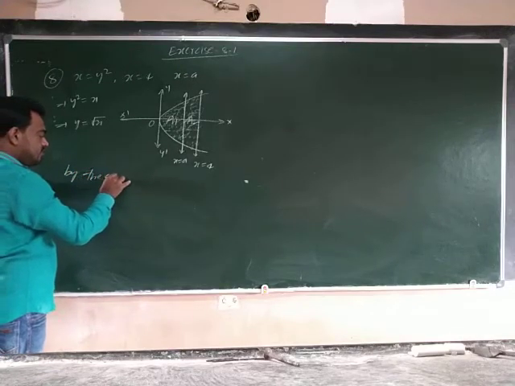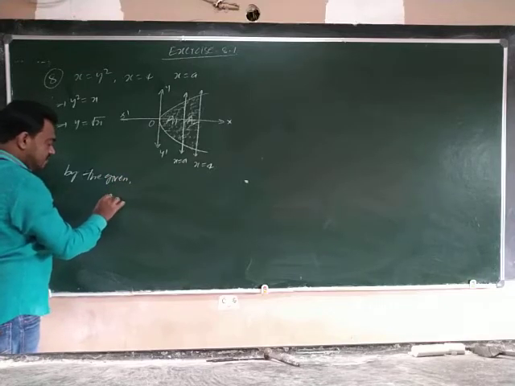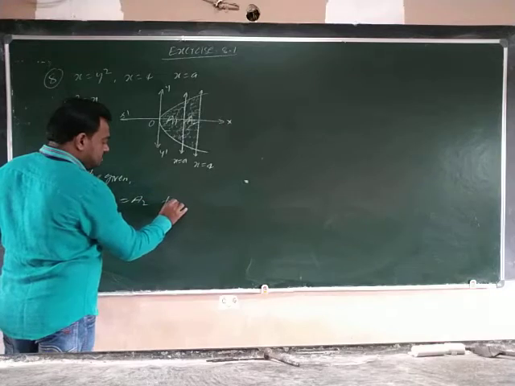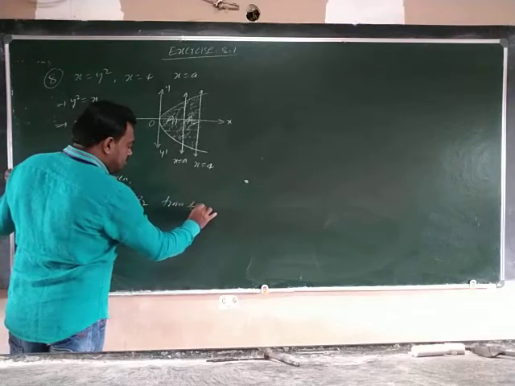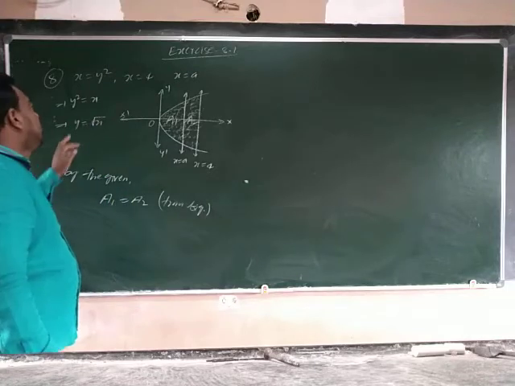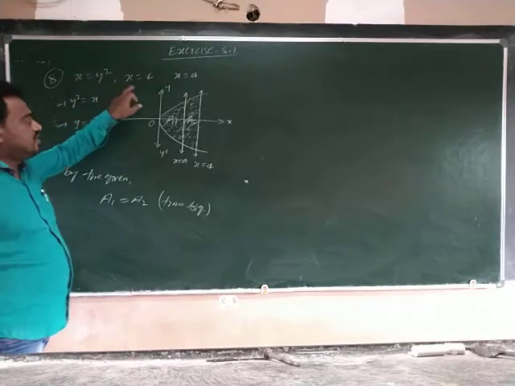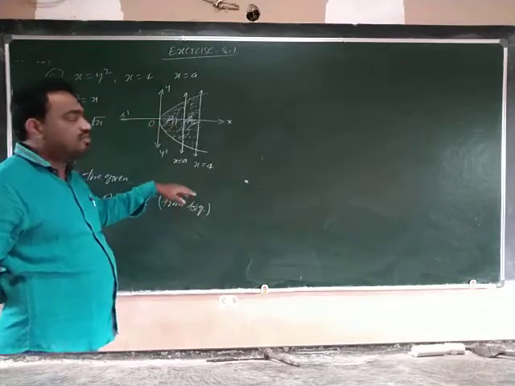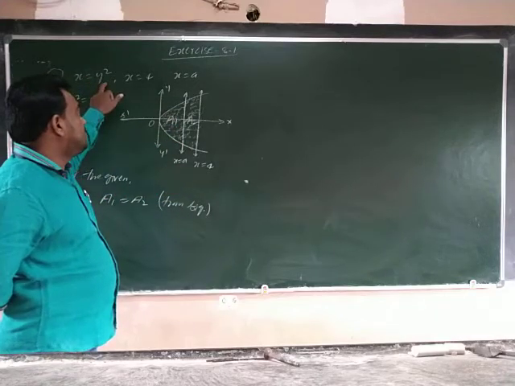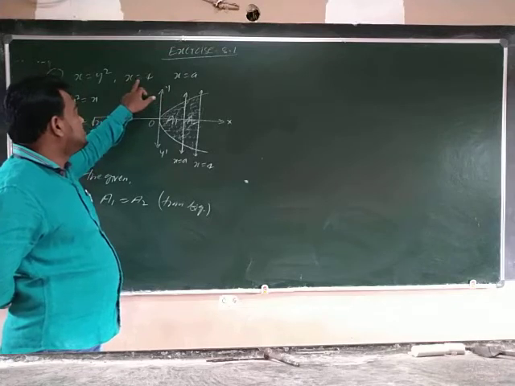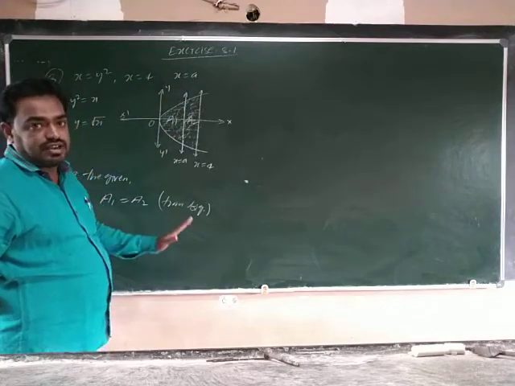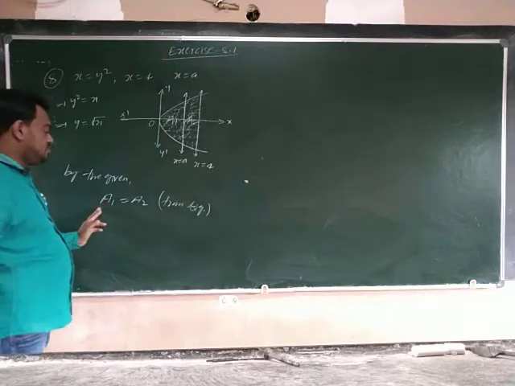A1 is equal to A2 from the figure. Otherwise you write the area bounded between x equals y square and x equals a, equal to the area bounded between x equals y square and x equals 4, x equals a. So write it like that: A1 is equal to A2.